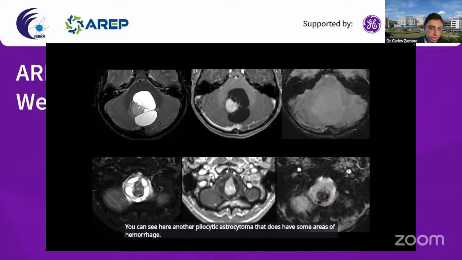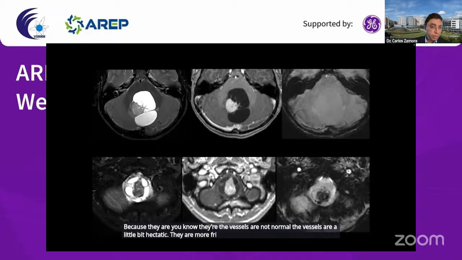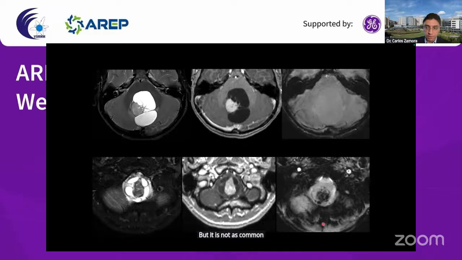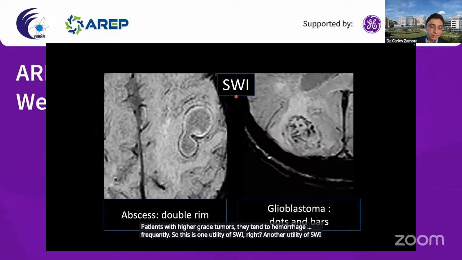So we do see some hemorrhage in some pilocytic astrocytomas because the vessels are not normal. The vessels are a little bit ectatic. They are more friable. So we do see some hemorrhage, but it is not as common as in patients with glioblastoma, for example, right? The patients with higher grade tumors tend to hemorrhage more frequently. So this is one utility of SWI, right? Another utility of SWI is this, right?